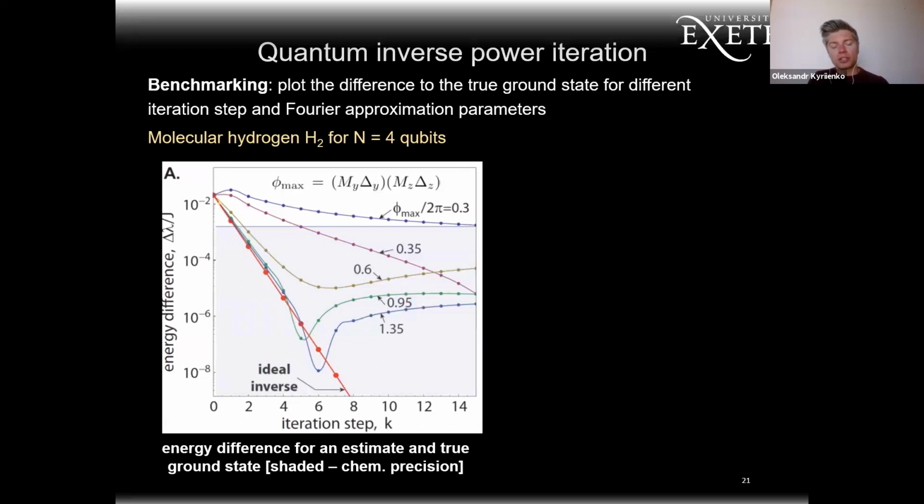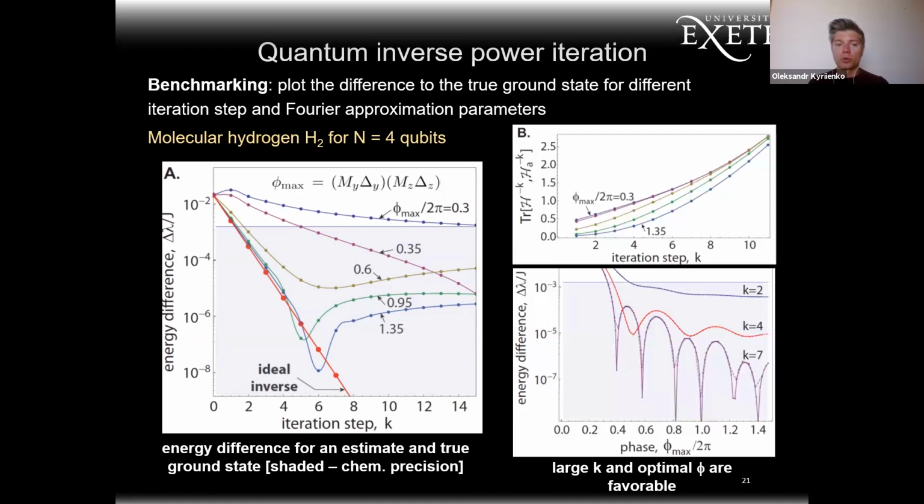Then if you actually decompose it, there will be a few limiting cases. One is you decompose it into some number of terms, but your maximal propagation phase is small. You can see you do not reach chemical accuracy because you don't learn anything about the structure of your Hamiltonian. But if you improve it, at a certain point it comes closer and closer to the ideal operation.